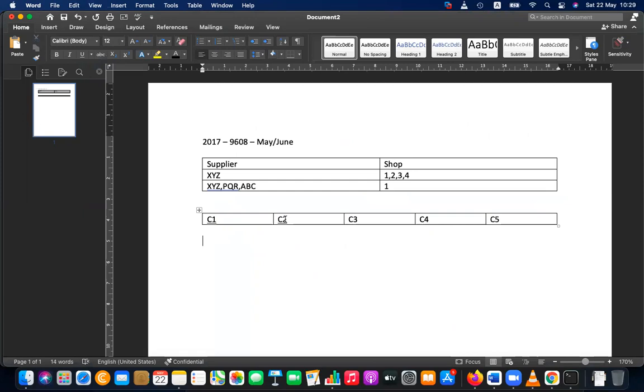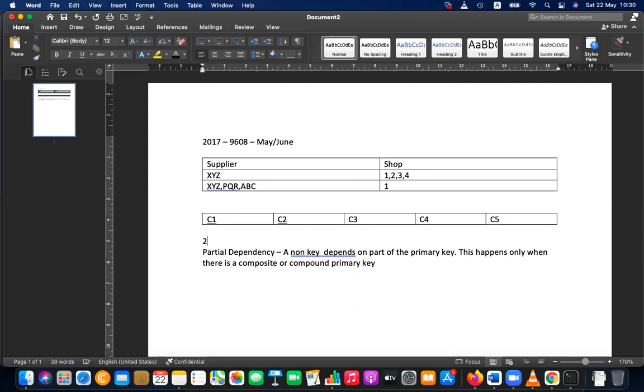Transitive dependencies. The partial dependency we knew. Partial dependency is where a non-key depends on part of the primary key. This happens only when there is a composite or compound primary key. So please write down, right? This is for the second normal form, 2NF.